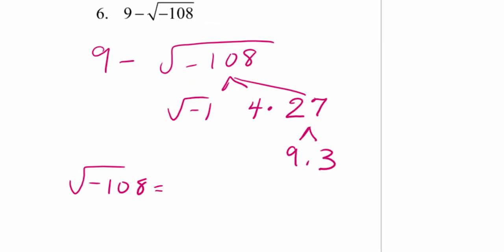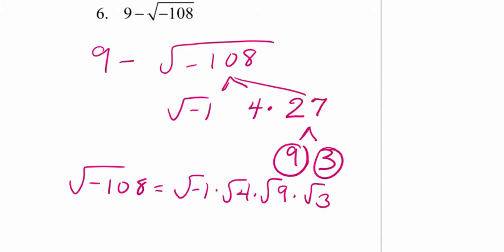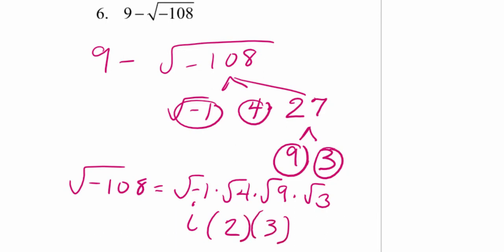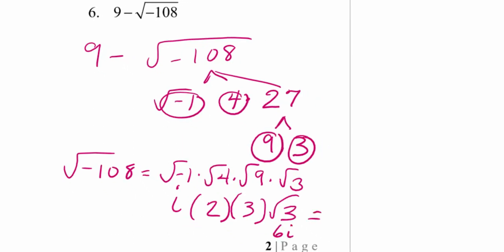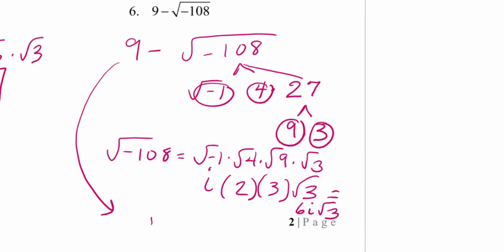We have the square root of negative 1. We've got the square root of 4. We've got the square root of 9. And we've got the square root of 3. Right? Because we have the 3, the 9, the 4, and then the negative 1. Okay, so this is an i. This is a 2. Square root of 9 is 3. We're going to multiply all these, and the square root of 3 is left over. So we have 6i root 3. So up here, then, we're going to bring this down. 9 minus 6i square root of 3 for our answer.